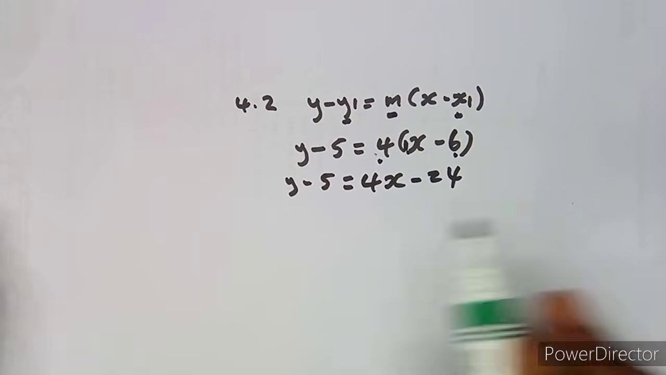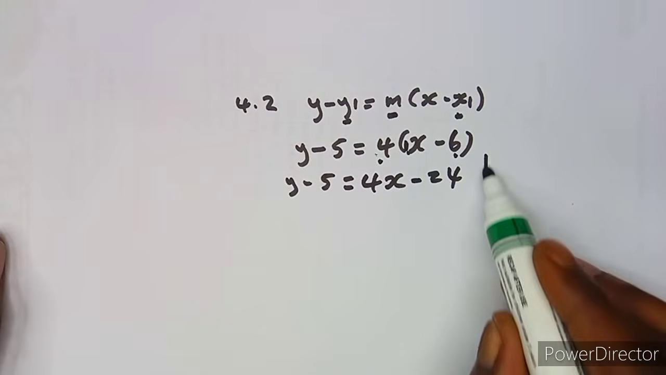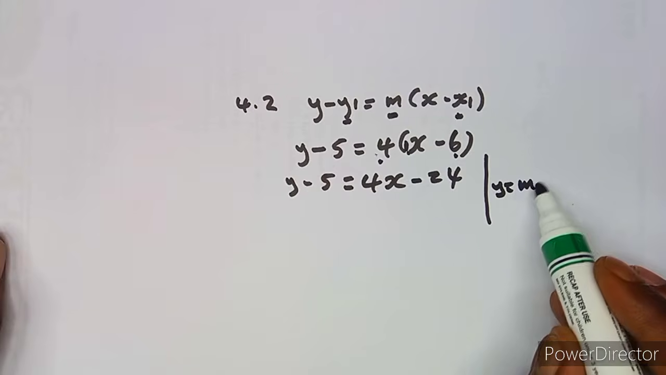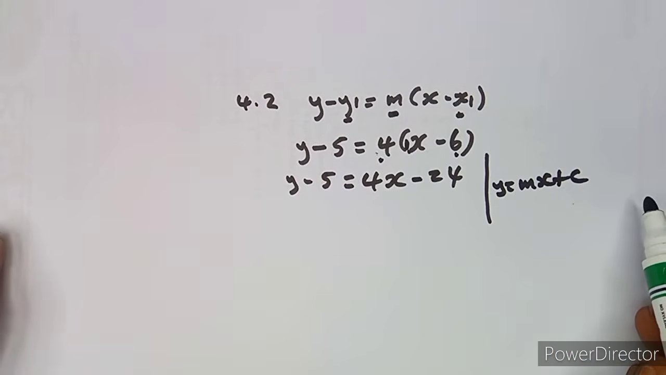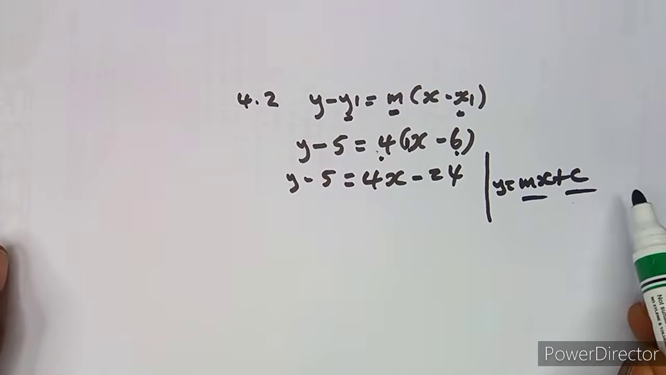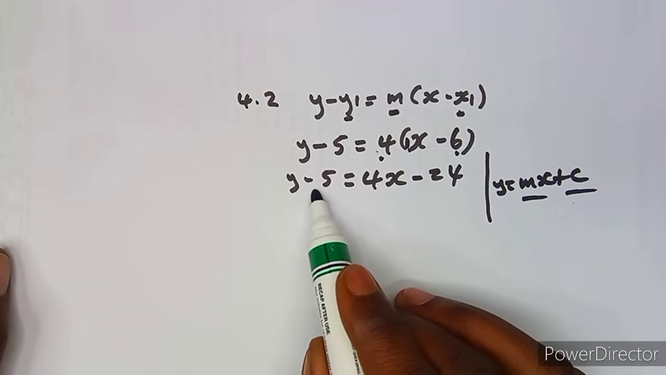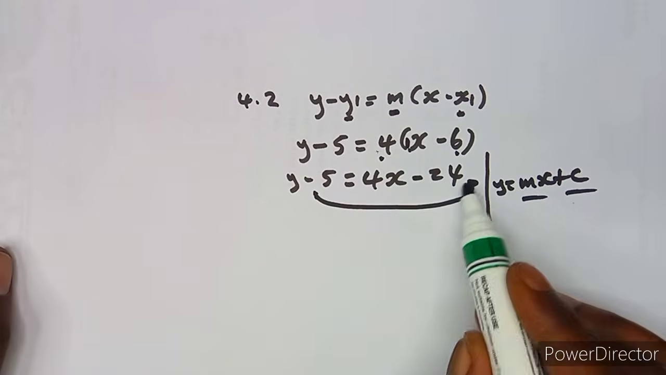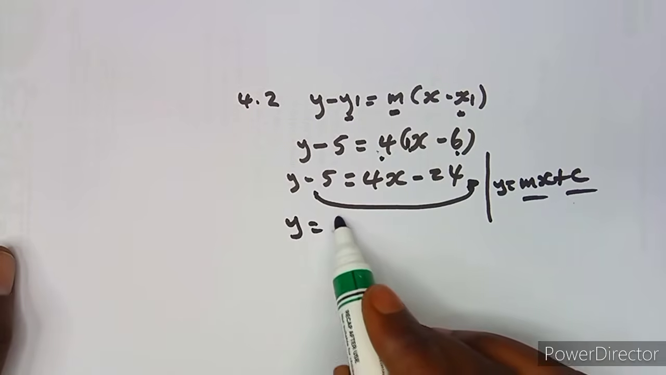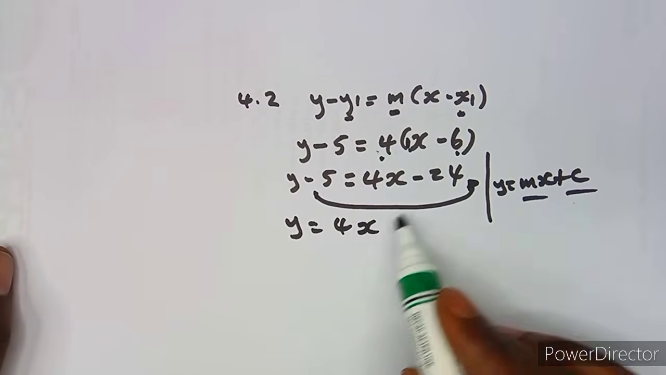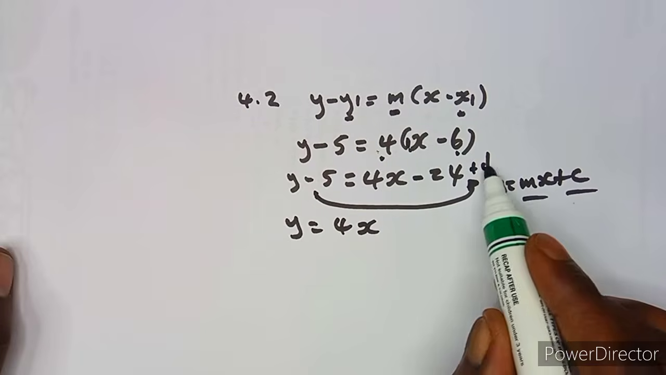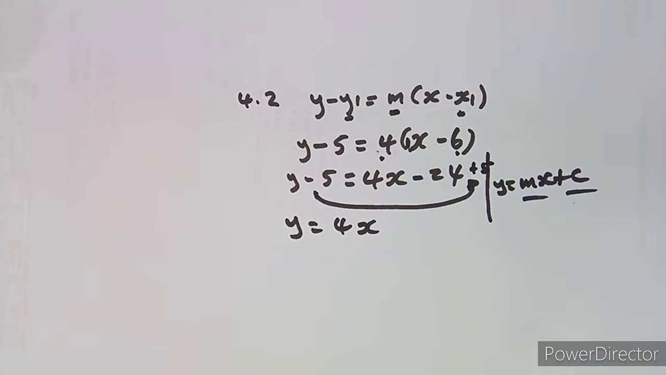Then transpose, since we want the format y is equal to mx plus c, which is the gradient-intercept format. We are going to transpose this negative 5, which becomes positive 5 on that end. So y is equal to 4x minus 24. We are going to add 5 to minus 24.